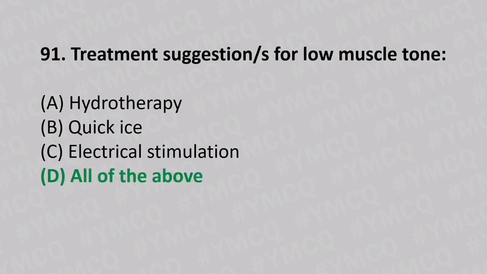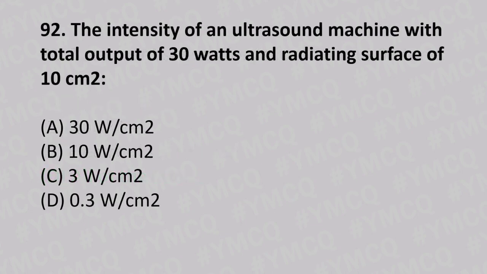Moving to our 92nd question, the intensity of an ultrasound machine with total output of 30 watts and radiating surface of 10 cm square: option A, 30 watts per centimeter square; option B, 10 watts per centimeter square; option C, 3 watts per centimeter square; option D, 0.3 watts per centimeter square. And the answer is option C, 3 watts per centimeter square.